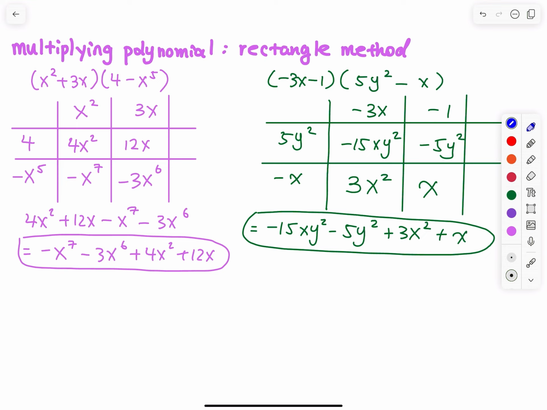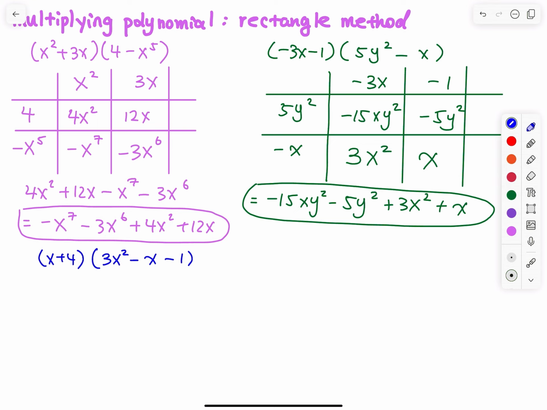All right, moving on to the next problem. Let's try multiplying 3 terms. How about x plus 4 multiplied by 3x squared minus x minus 1? For this problem, I will say using the rectangle method is much cleaner. You can put the longer term first: 3x squared minus x minus 1, and then multiply by x plus 4. The order is not important, right? 3 times 2 is the same thing as 2 times 3. And then you draw your rectangle, or you can say you draw a table. Either one is fine.